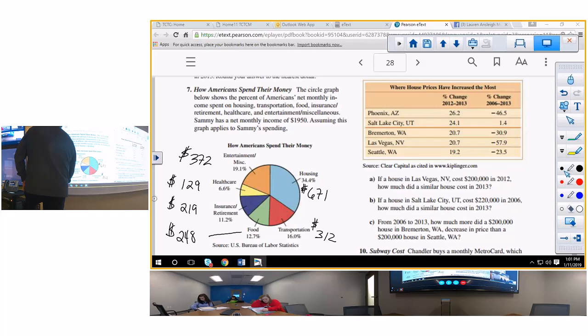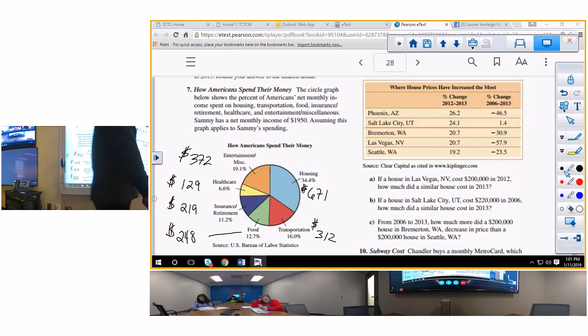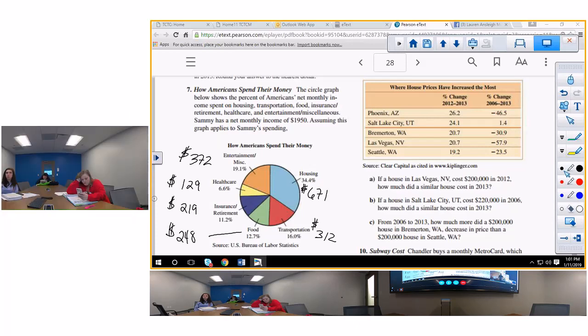And when you add all those up, what should you get? 1950. That is a good test question. So you basically just multiply the percentage by the total. That's how you do a pie chart.